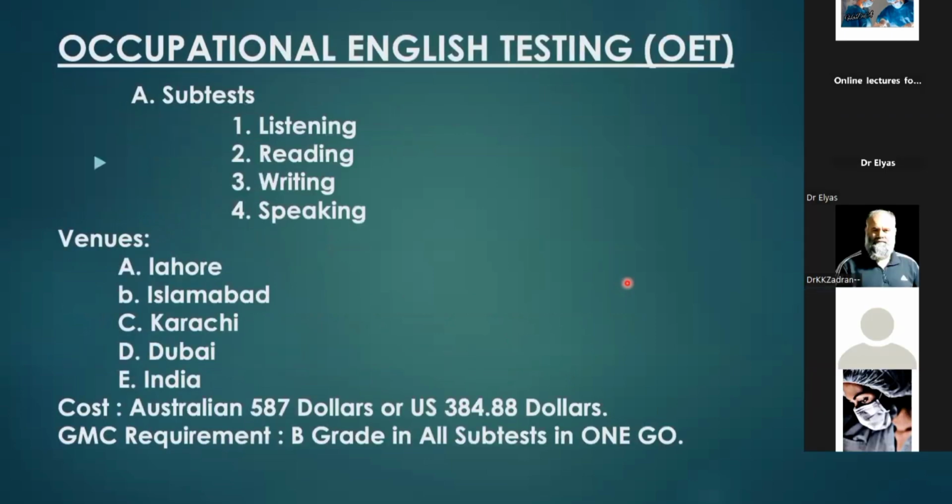All right. So occupational English testing is the test which I usually prefer and which I usually recommend to all the junior doctors. The first benefit and advantage is that it is easy compared to IELTS, and it can be easily cleared. It's possible to acquire the required bands for the General Medical Council easily. It has 4 subtests like IELTS. It has listening, reading, writing, and speaking.